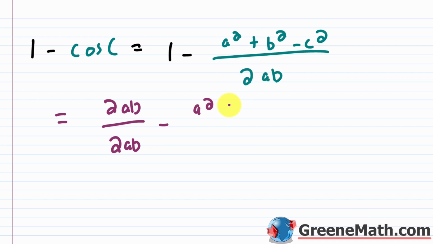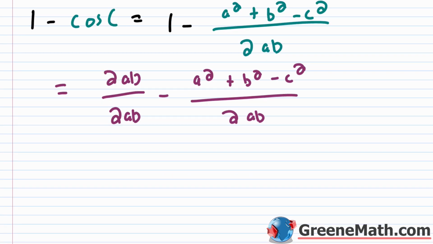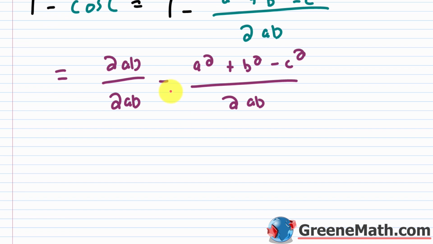So a squared plus b squared minus c squared over 2ab. This part is actually a lot more tricky just because of sign mistakes. So I'm just going to go through each sign mistake that you might make. The first one is this one. Remember, you're subtracting this whole thing away.